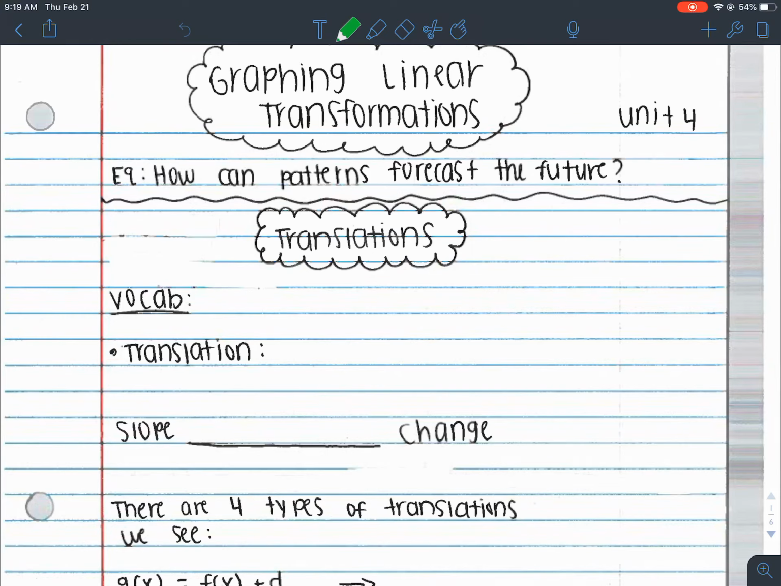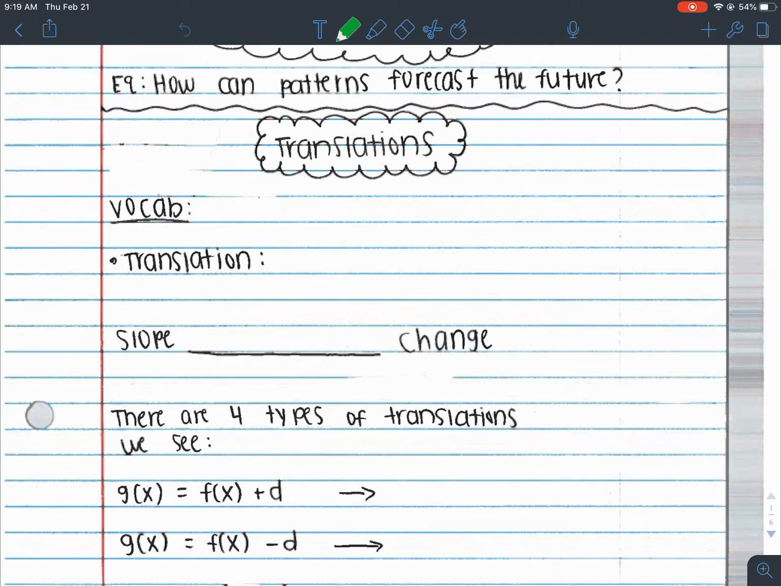All right, so we're going to begin talking about our first type of transformations, which is translations. We're going to see translations, reflections, and dilations. And these are all words that you should have heard of in middle school, especially when you guys were talking about shapes.